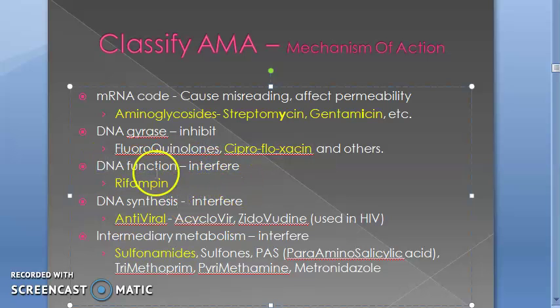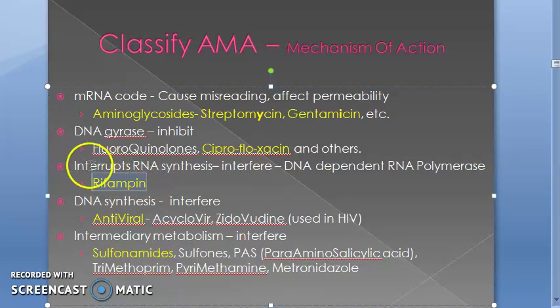DNA function interference, that is rifampicin. Actually, there's more information here. DNA dependent RNA polymerase is inhibited by rifampicin. So this rifampicin actually interrupts RNA synthesis. So there is going to be interference in the work of DNA dependent RNA polymerase, okay? Rifampicin is used in tuberculosis treatment, so I think it's good if you know more about it. DNA synthesis interferers, you have antiviral drugs like acyclovir, zidovudine, which is used in HIV.